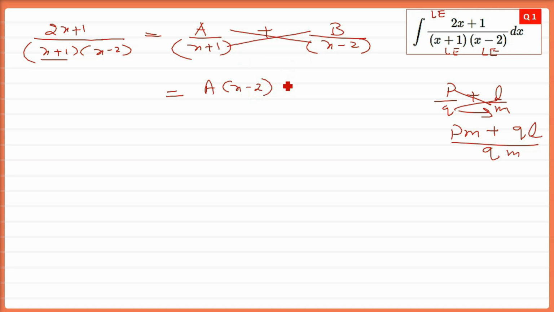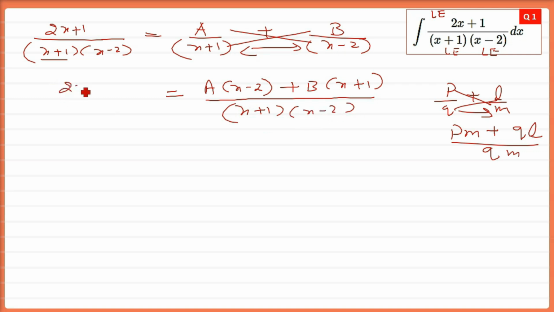Then you add, because plus is there in between. Multiply B with x plus 1. This will be your numerator. The denominator will be x plus 1 into x minus 2. So you'll have x plus 1 into x minus 2 in the denominator. On the left hand side, it is 2x plus 1 divided by x plus 1 into x minus 2. Now you see the denominators are the same, you can just cancel them out. Now there are two ways which I am going to suggest. One will be quite easy that you are going to follow later on, I am sure. But there is another way which I am going to show you now.